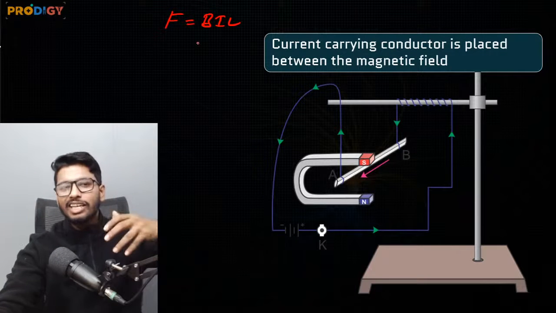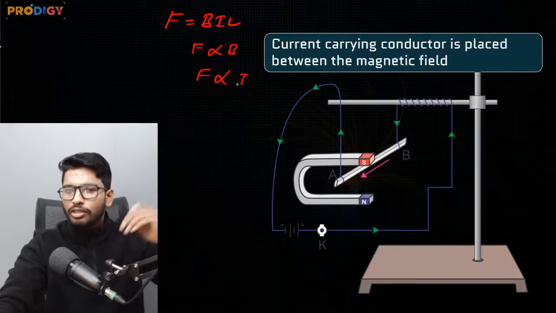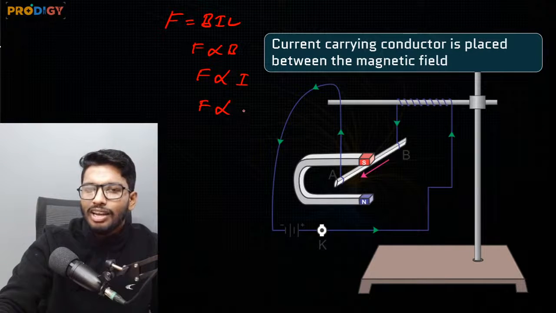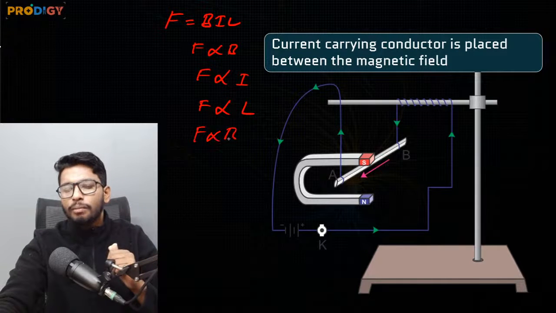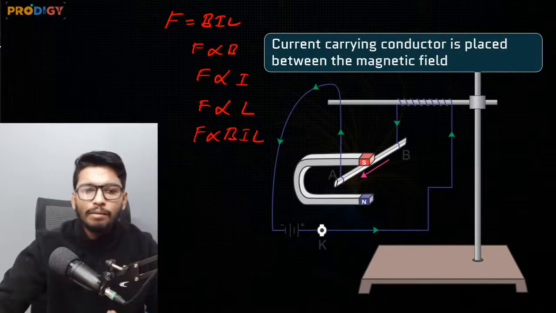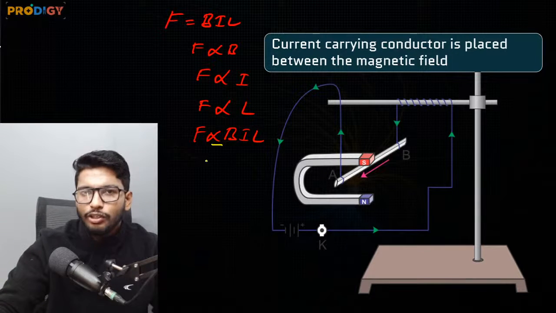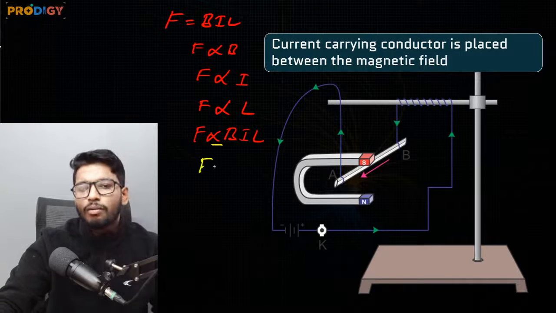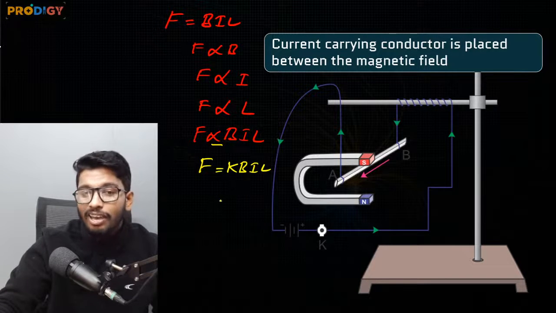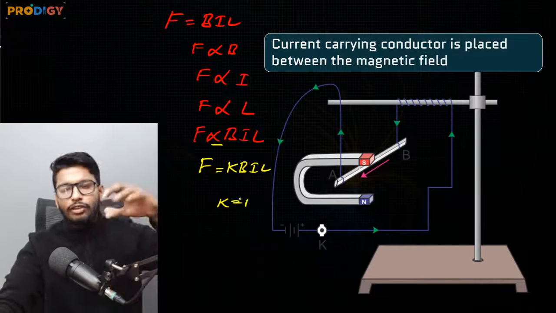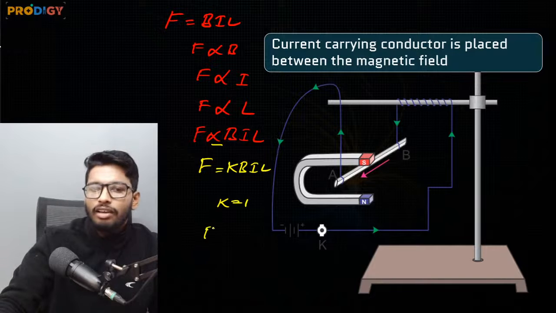Basically it says that force is directly proportional to the magnetic field, the current, and the length of the conductor as well. So you can write this as F is proportional to BIL. To remove this proportionality sign, we introduce a constant called K. So the formula becomes F is equal to K into BIL. But here, guys, the K value is equal to 1, because if you take the SI units of all of them, K will be equal to 1. So you can say that F is equal to BIL.